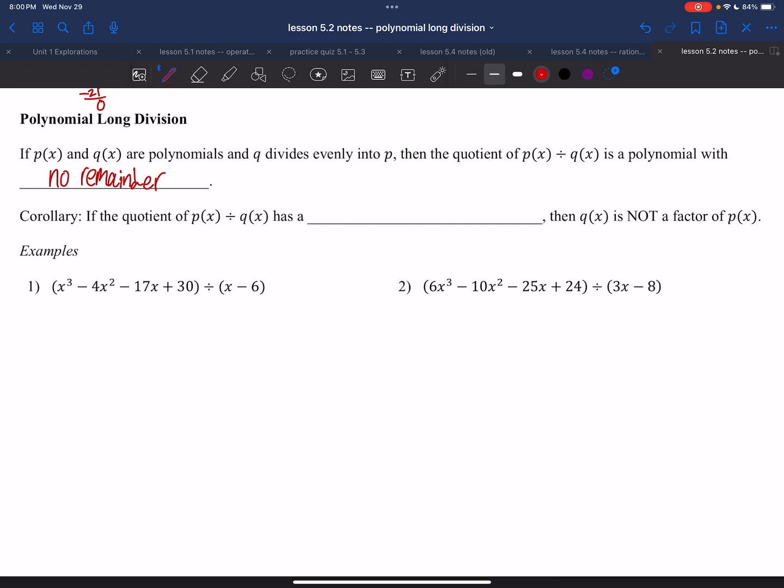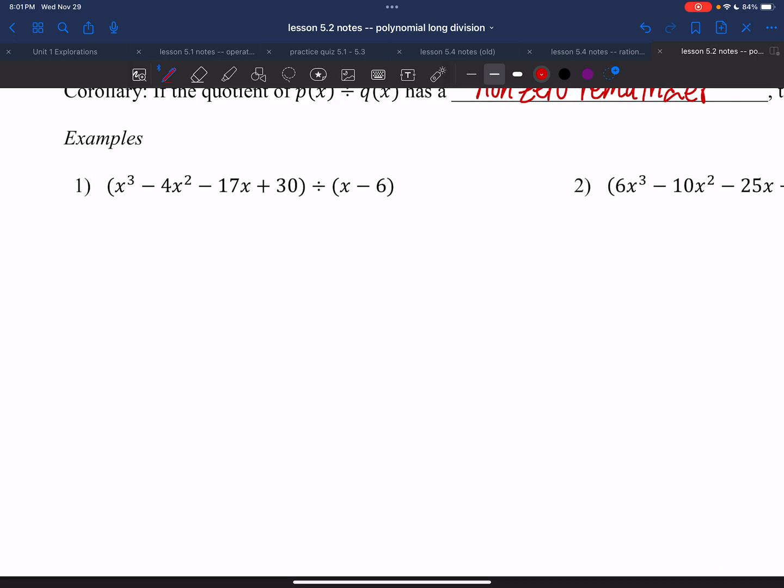And so it says if a quotient P of x divided by Q of x has a non-zero remainder, that basically means it's not 0. You had something like 2, right? Then that means Q is not a factor of P. So the idea is if it's a factor, it has no remainder. If it has a remainder, it is not a factor. It means basically the same thing.